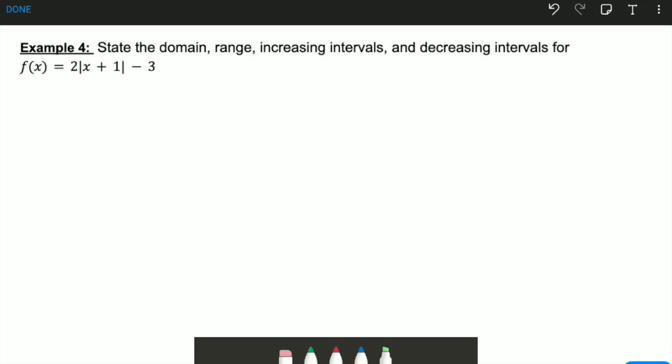So state the domain and range, intervals of increasing, and the decreasing intervals for the function f of x equals 2 times the absolute value of x plus 1 minus 3. So there's two ways we could go about doing this. Both of them require the use of transformations. One involves giving a rough sketch of the graph. The other doesn't. So we're going to go ahead and do a rough sketch of the graph.